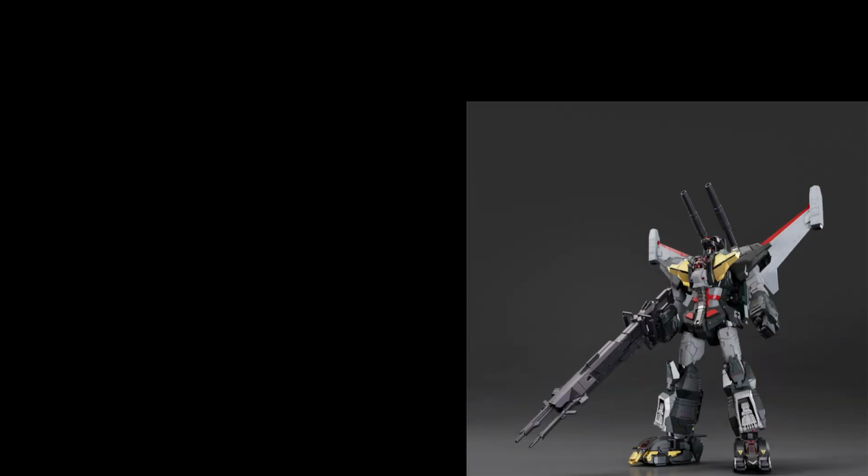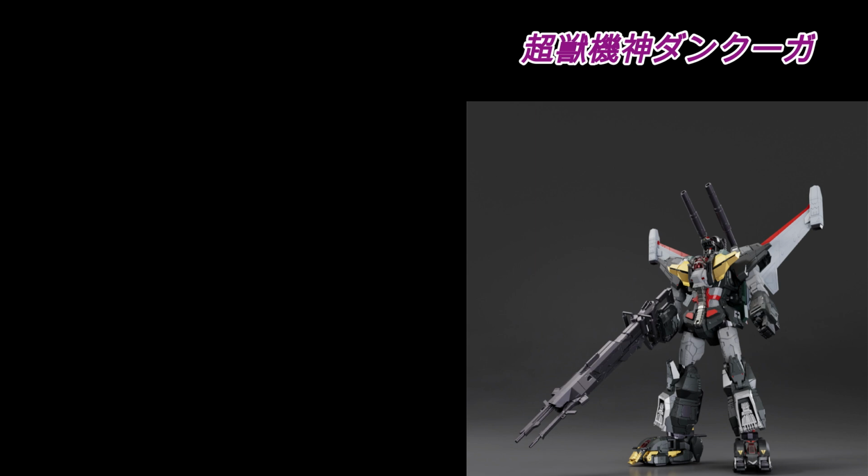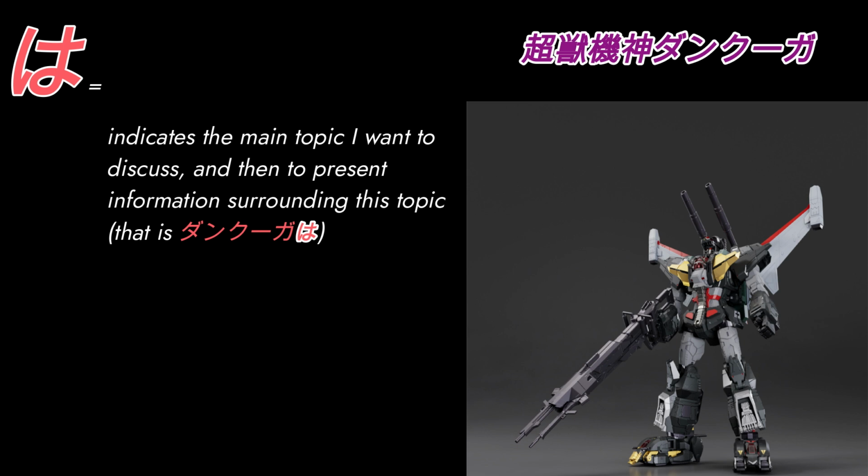Let's take a look at this picture. This is a robot called Dankuga from the Super Beast Machine God series. Forgive me for using a robot from about 50 years ago as an example. Dankuga is my favorite robot. And how does this robot relate to the particles wa and ga? Wa indicates the main topic you want to talk about, and then you present information surrounding this topic. You are shining the flashlight on this robot. So I will use wa.